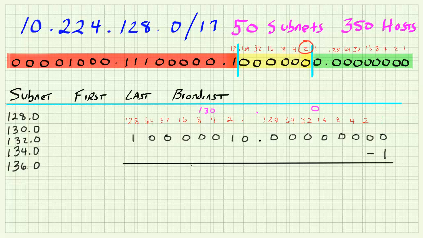We've determined from the rule that if we take the current subnet, which in this case I'm declaring that 130.0 is the current subnet that we're working on, if we subtract 1 from that, then that will give us the broadcast address for the 128 subnet, and then so on down the line. So let's see what happens when we take 130.0 and subtract 1 from it.